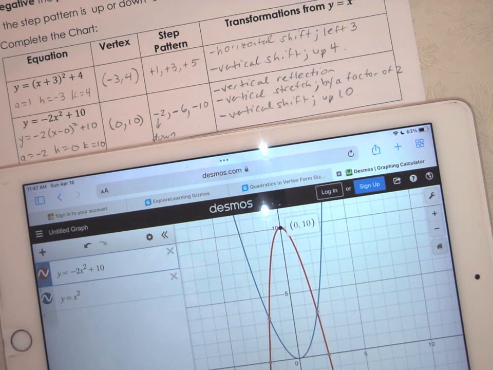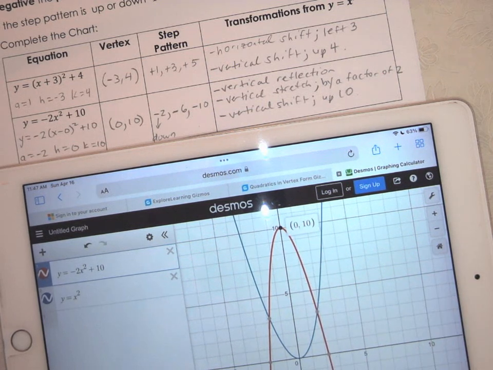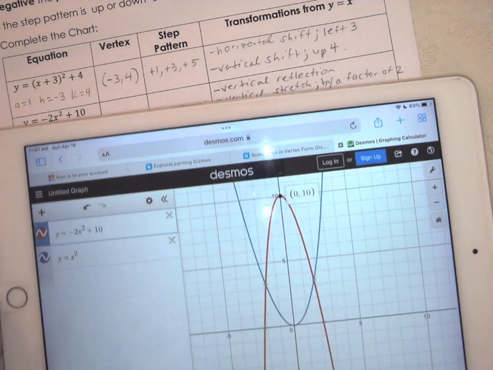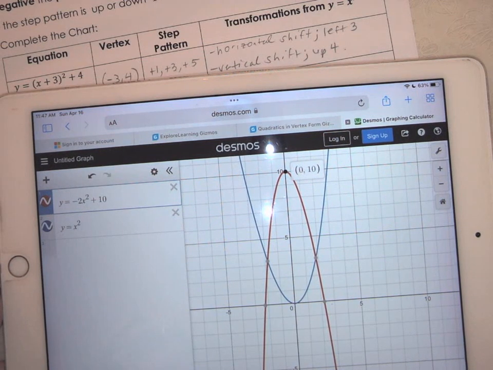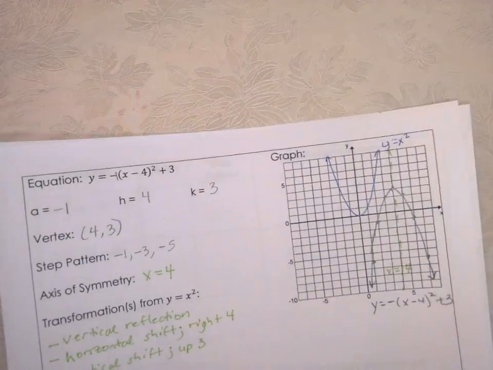And so it's stretched. This is over 1 up 1. Here we have over 1 down 2. So we have our vertical stretch by a factor of 2. It looks narrower, and we've been shifted up 10. Our vertex was shifted up 10. Okay, last page.